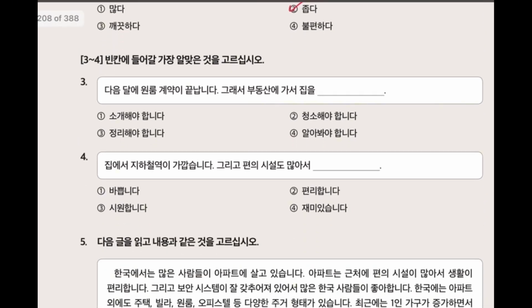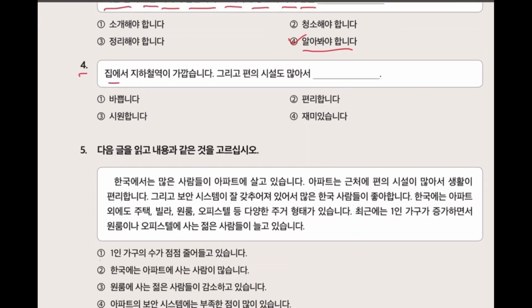좁다 is narrow. Question number 3 and 4. 빈칸에 blanks, 들어갈 go in, 가장 알맞은 most suitable, 것을 고르십시오 select. 다음 달 next month, the one room contract 끝납니다 is going to end. 그래서 that's why 부동산 real estate agency 가서 집을 알아봐야 합니다. This is our answer. 알아봐야 합니다 is going to search and see a house.